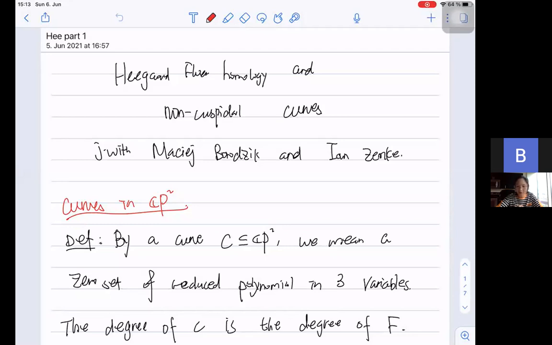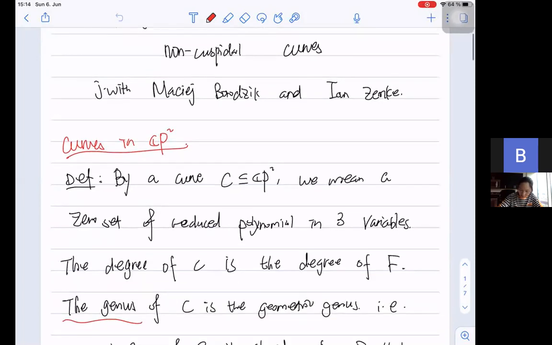The notes are written based on the slides of Maciej when he gave the talk in the online seminar in Regensburg. As we see in the title, we're going to look at non-cuspidal curves. So in this talk, we're going to study curves in CP2. By this, I mean a curve C, which can be regarded as the zero set of a reduced polynomial in three variables. There are some terminologies for this curve.